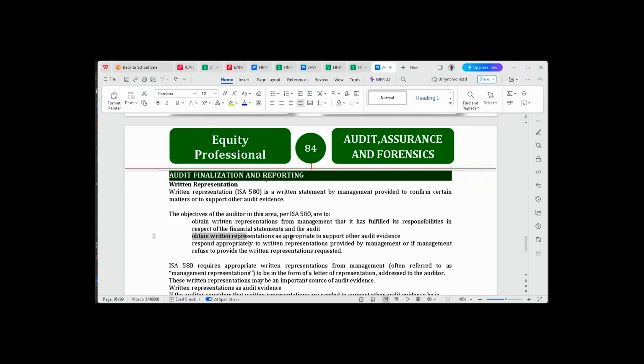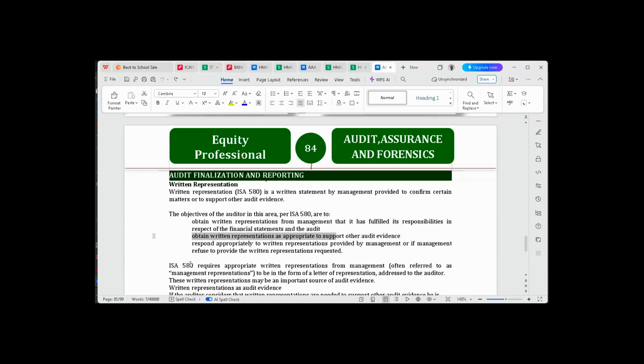Number two objective, obtain written representation as appropriate to support other audit evidence. Sometimes you might have obtained some evidence, but you need this document to provide additional support to the already obtained audit evidence. For instance, you carry out a stock count. You discover that there are some variances. You ask them, could you explain why you have this variance in raw material? And management will respond and say, this is the reason we have variances. So what they have given you corroborates that, number one, there is variance, and number two, this is the reason for the variance. Do you understand?